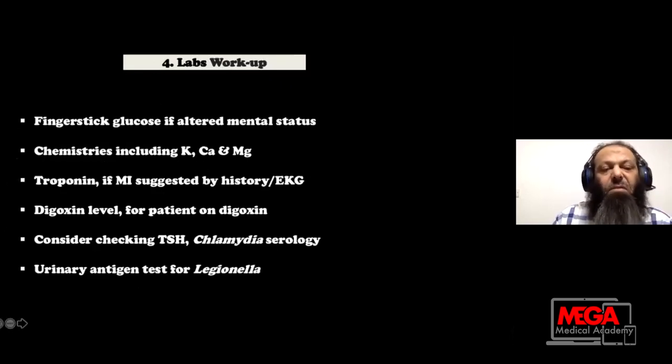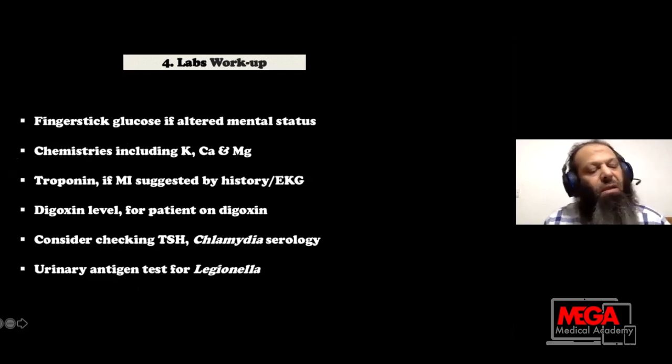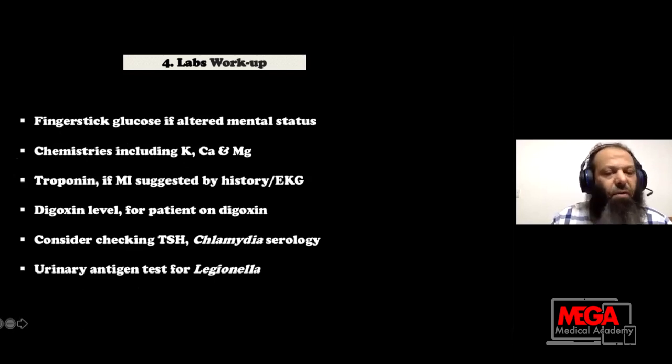What about labs? Frequently you have to check the finger stick if you thought about hypoglycemia. Of course the chemistry is something routine, potassium and magnesium, troponin if you're thinking about MI, digoxin level if your patient is on digoxin for heart failure or AFib, so thinking about digoxin toxicity. If you are thinking about a patient having hypothyroidism or myxedema coma, it's bradycardic, long QT, hypothyroid, so think about the TSH, request TSH.